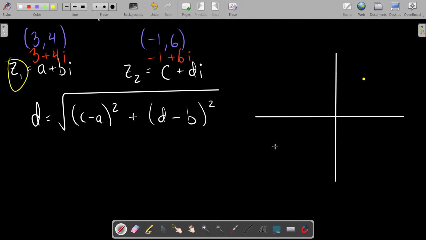Good. And if I'm going to plot the complex number or the point, either -1 plus 6i or the point -1, 6, how am I going to get there? I'm going to go left 1, up 6. And so to get to Z2, I'm going to go left 1 and I'm going to go up 6. So something probably about like this.